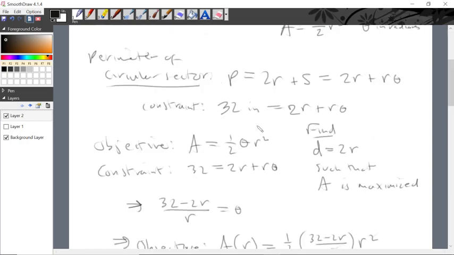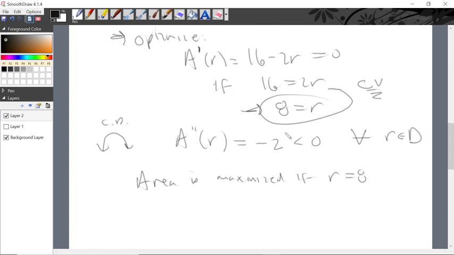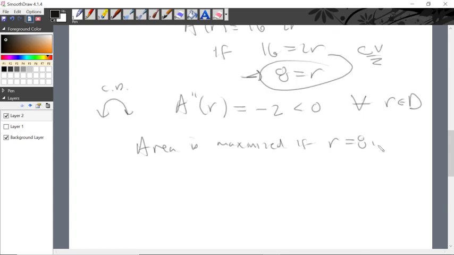Okay, and we were given this in inches. The constraint was given to us in inches. If R is equal to 8 inches, therefore, the area is maximized. We were asked to find the diameter that would maximize it. The area is maximized if D is equal to 16 inches.